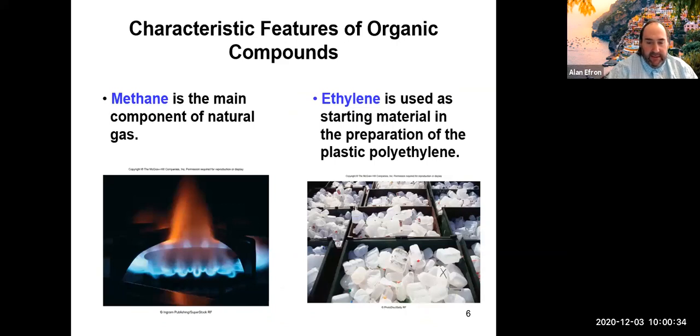Again, as I mentioned here, methane is a major component of natural gas, like when you light a Bunsen burner or your stove. Ethene is a starting material in plastics.